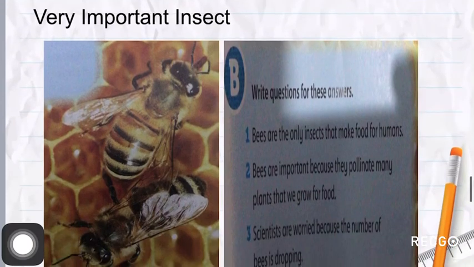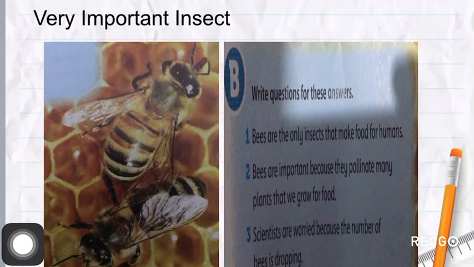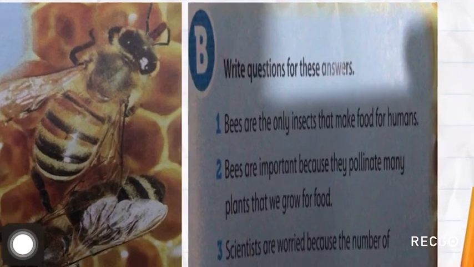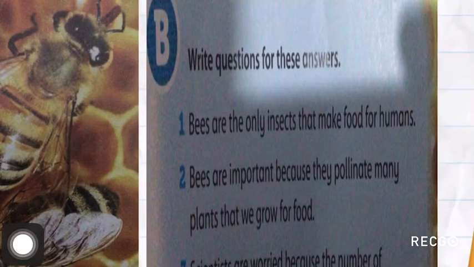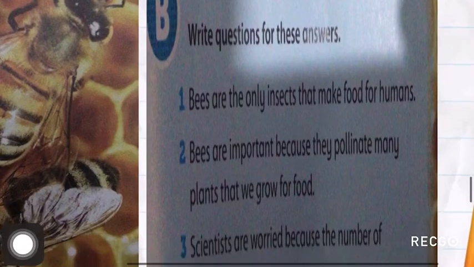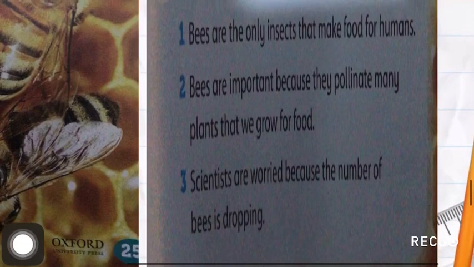Now next is very important: insects, butterfly, and that is honeybee. Sorry, that is honeybee. Now in question B, the task is to write questions for these answers. Points 1, 2, 3 are the answers and we have to think about the questions for these answers. The first answer is: bees are the only insect that make food for humans. Now you have to make the question for this answer.